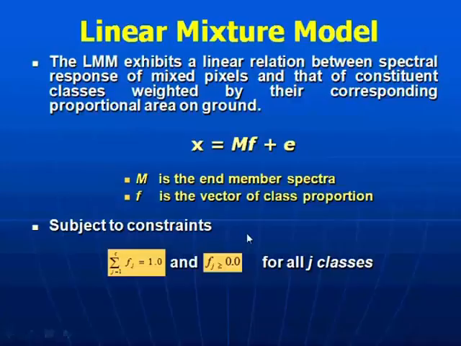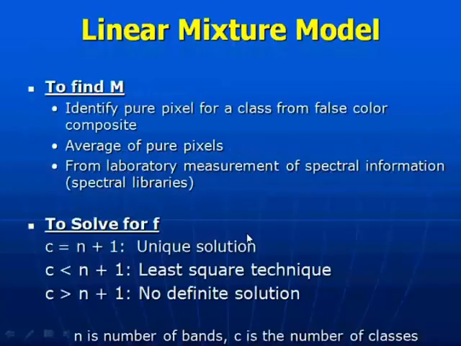So I can apply a least square adjustment process to solve this equation to find class proportions. As I said earlier, the M matrix, the end member spectra, can be obtained from the training data. So I need to identify pure pixels for a class from the image, and then the average of those pure pixels can be taken as end member spectra, or these can be obtained from laboratory measurements.